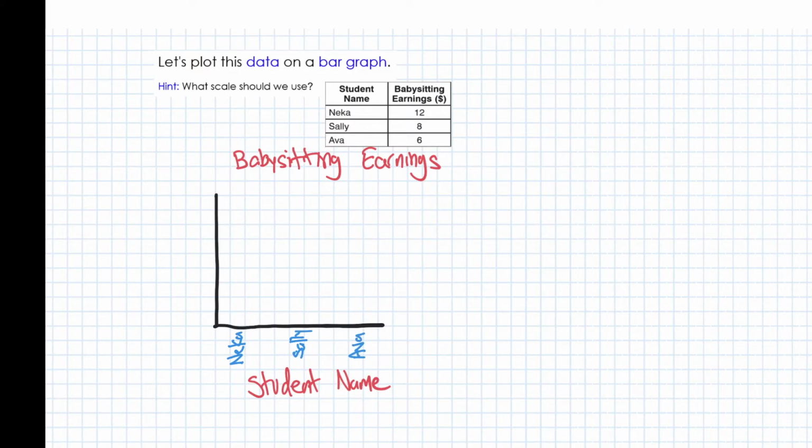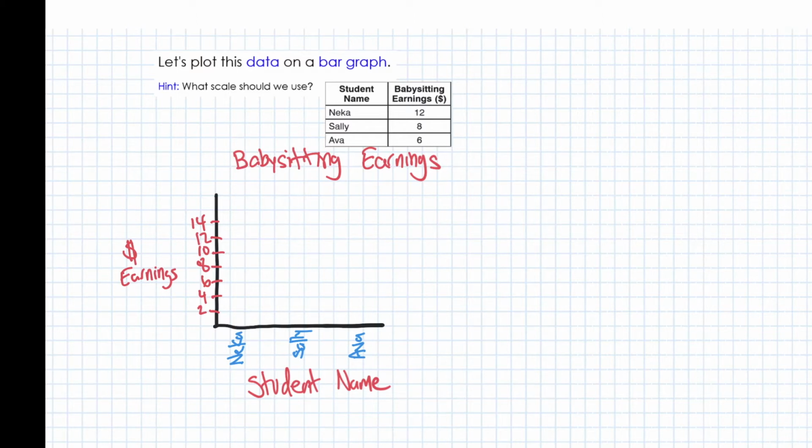So on the left side here, we have to choose a scale because this is where the money is going to go, or the numbers. So this is going to be the money, so earnings. Okay, so we have to choose a good scale. So we see that the numbers are 12, 8, and 6. So a good scale would be skip counting by twos. So there's our scale done, skip counting by twos. We go up to 12, that's the highest number. You can add the next one too. It's up to you. So let's graph these.